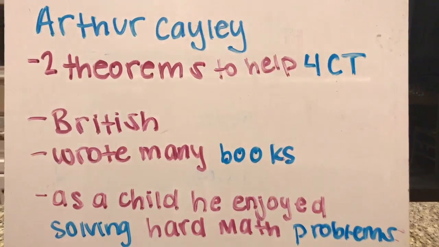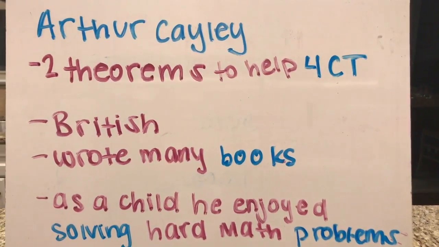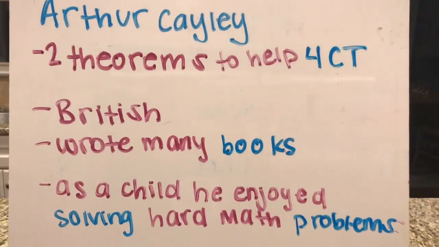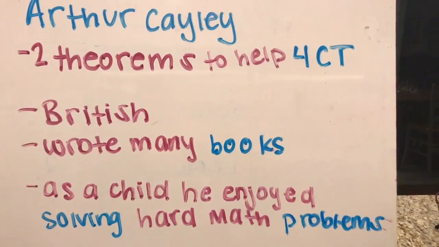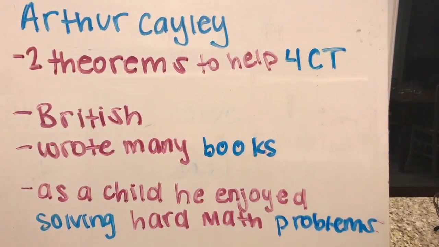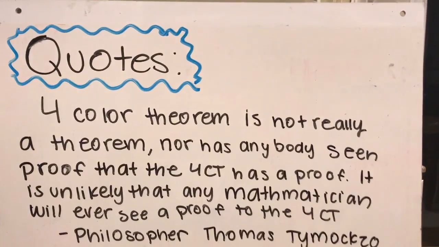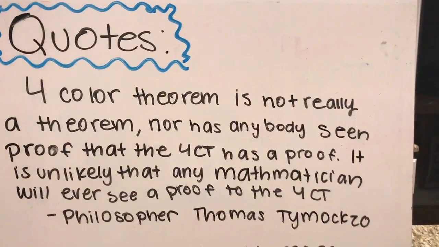Arthur Cayley, who created two theorems to help the four-color theorem, one of them being the patch method, was a British mathematician. He wrote many books, and as a child he enjoyed solving hard math problems, and he always excelled at math. Many mathematicians have commented on the four-color theorem.